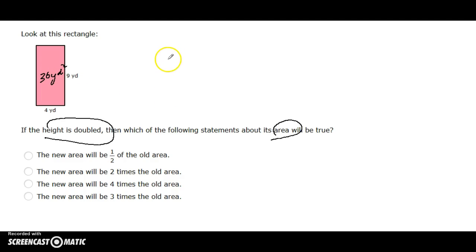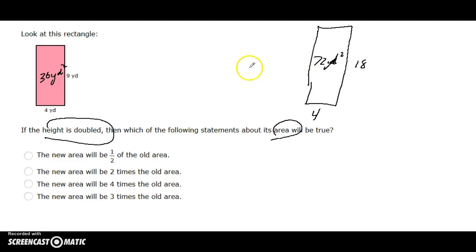Okay, so let's double the height. I don't have enough room to double the height, but we can definitely write double the height. 4 times double 9 is 18. So 18 times 4, what is 18 times 4? I believe that's 72. Let's just make sure. So 72 yards squared.